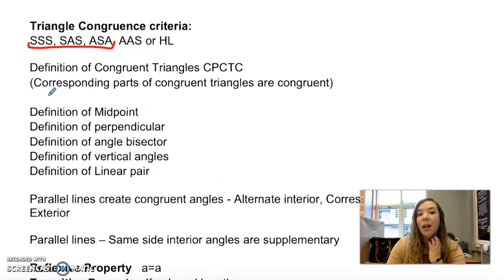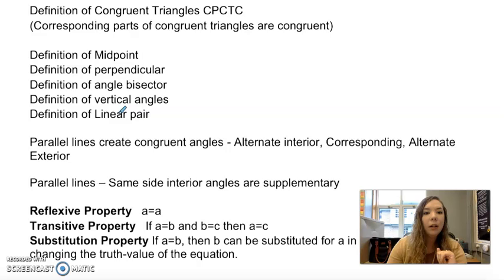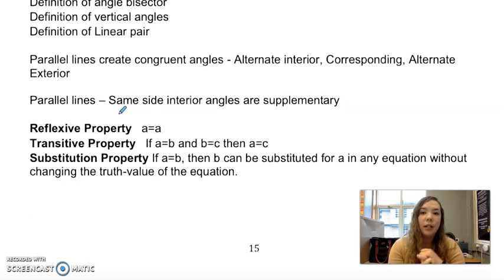Definition of midpoint, so this is kind of a list of reasons. So definition of midpoint's a big one we'll use. Definition of perpendicular would help you say that things are 90 degrees. Angle bisectors help you say that two angles would be the same, vertical angles are always congruent, and linear pair, remember, would mean that they add to 180. Parallel lines create congruent angles. Alternate interior is one that pops up all the time. Corresponding and alternate exterior are also choices. Parallel lines mean same side interior angles are supplementary. But again, I think we end up using alternate interior the most of that group.